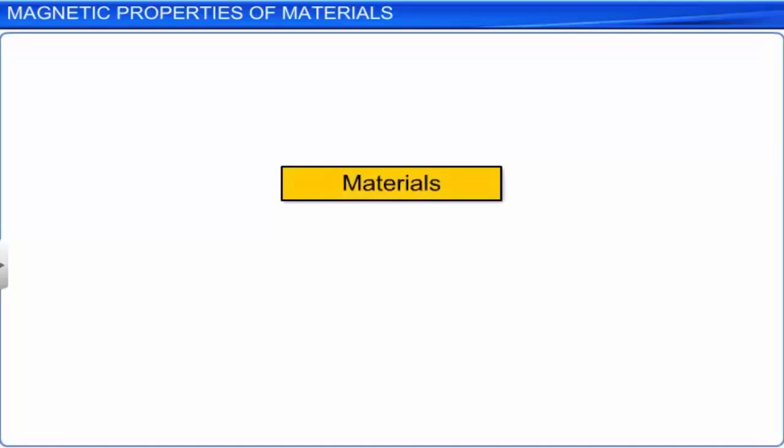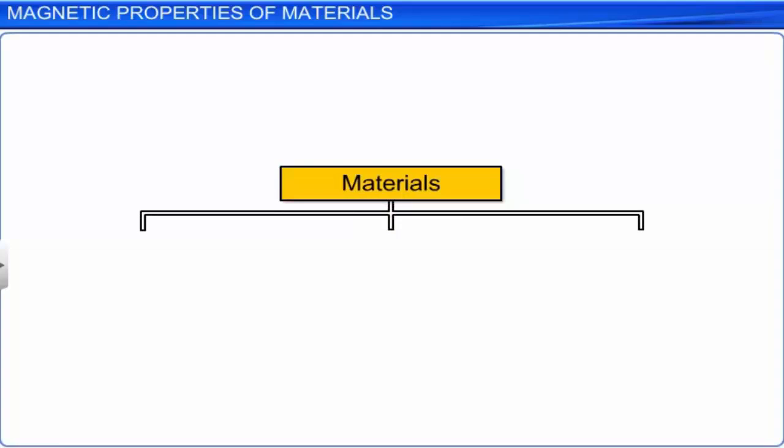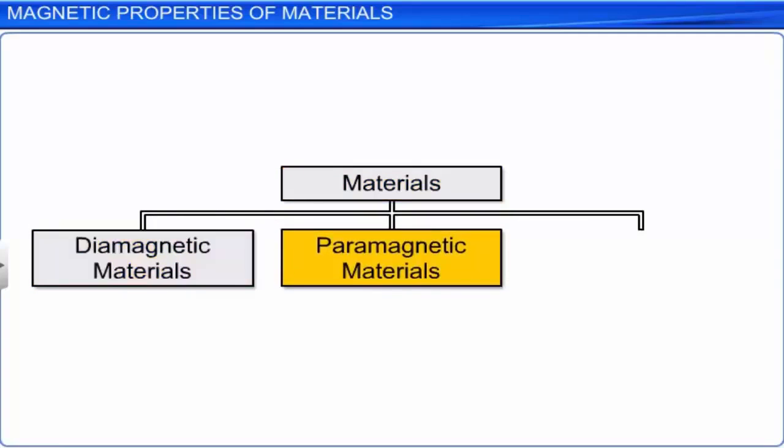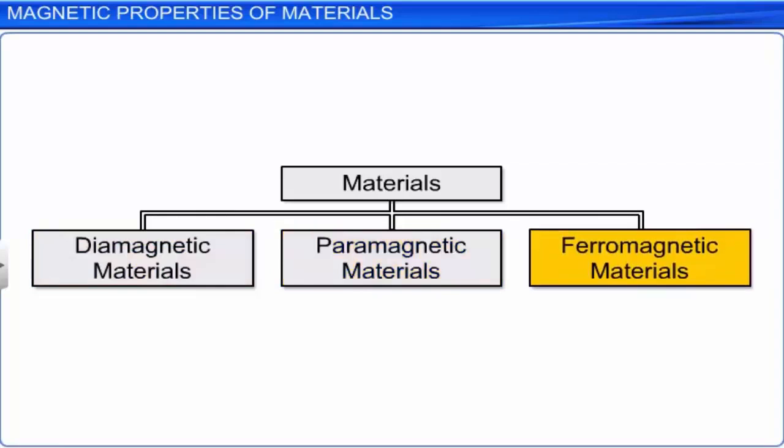Based on magnetic susceptibility and relative magnetic permeability of materials, they are classified into three categories, namely diamagnetic, paramagnetic, and ferromagnetic materials. Now, let us discuss the properties of these materials, starting off with the diamagnetic materials.